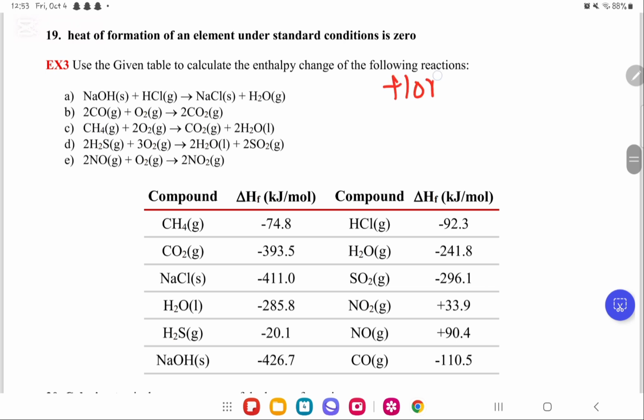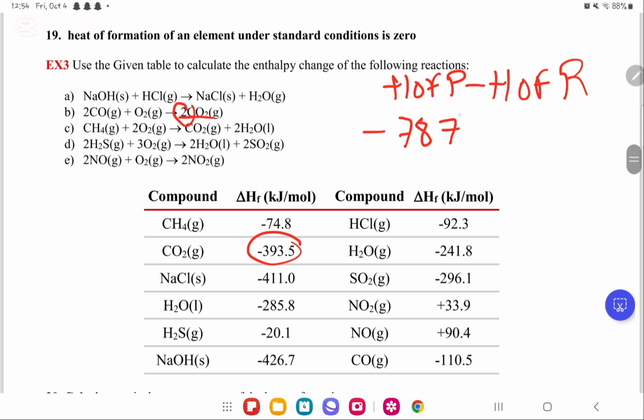Part B. Again, heat of products minus heat of reactants. What's our product? It is CO2 gas. So we search for CO2 gas. It's over here. And it's negative 393.5, but times 2, because we multiply by the coefficient. So 2 times negative 393.5. Okay, it's gonna be negative 787. This is the heat of products. Now minus the heat of reactants.